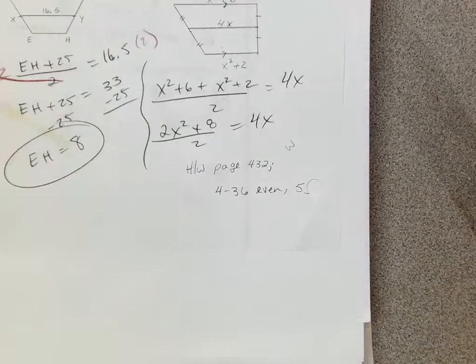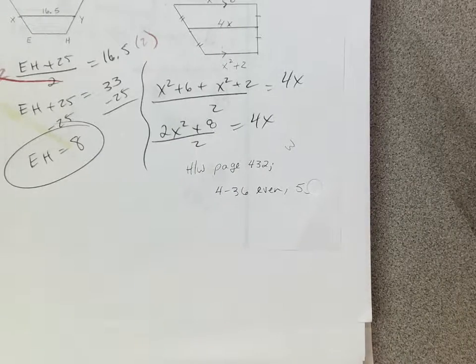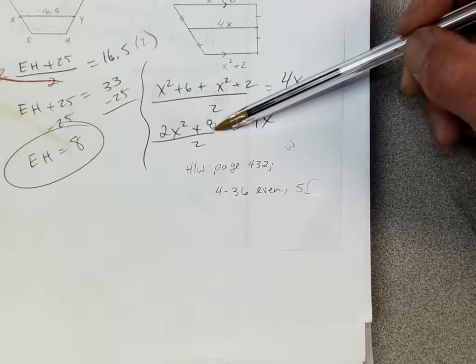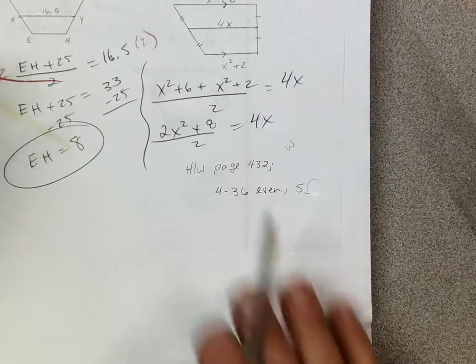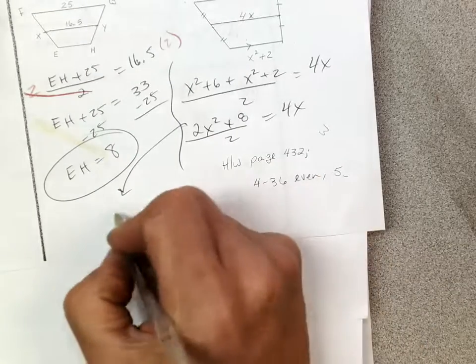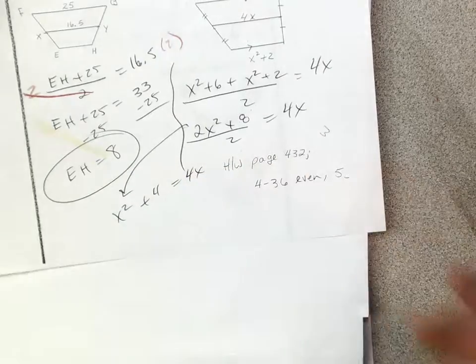Anyway, let's get started. We got a 2x squared plus an 8 divided by 2 equals 4x. How's that? You okay with that? Now, let's make this a little bit easier. Both these terms do divide by 2, right? So how about I reduce it. I'm going to move the problem over here, but I'll have now an x squared plus 4 equals 4x, okay?